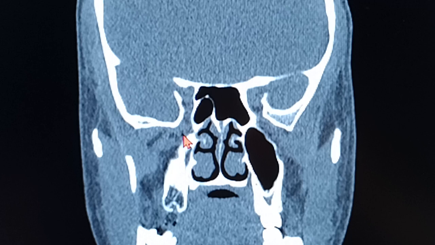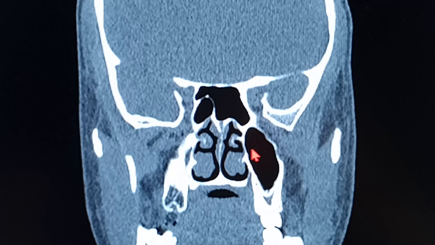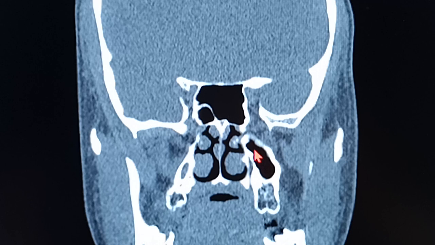So one of the most common ways through which a GNA can spread into the orbit is the inferior orbital fissure. Now I'm going to show you the sphenopalatine canal right there. So on a scan, I'll show you on the left side. On a scan, just keep on following the maxillary sinus, and this is the most posterior aspect of the maxillary sinus. That's the posterior wall of the sinus.